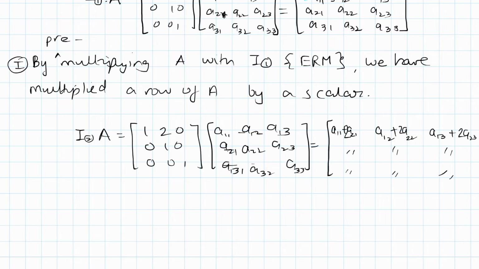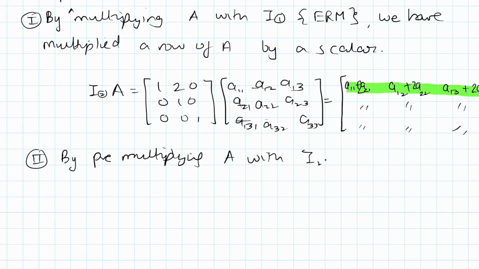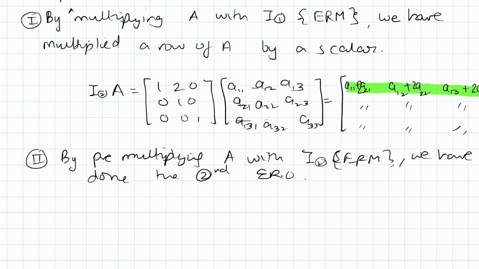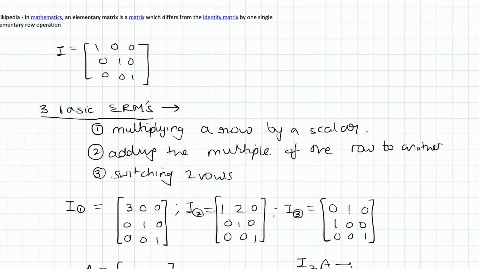So notice again the first row here. What have we done here? What we have done here is actually of great significance in mathematics. By pre-multiplying A with I2, which is again an elementary row matrix in which we multiply the second row by 2 and add it to the first row, we have done the second elementary row operation. And you can similarly verify for the third. When you pre-multiply A by I3, this is equivalent to interchanging two rows 1 and 2 of A.